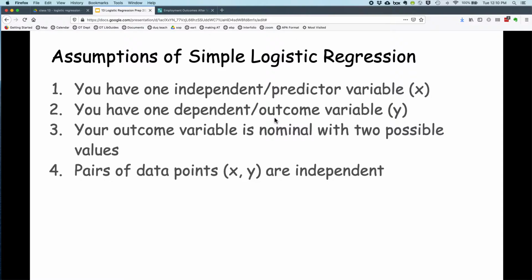Yes or no, employed or unemployed, pressure sore or no pressure sore, lung cancer or no lung cancer, whatever it is, it only has two possible values. And we're also assuming all of our data points are independent.